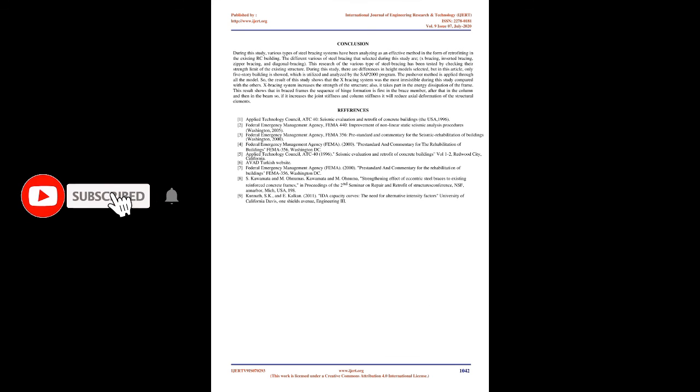During this investigation, a comparison of the different types of steel bracing is made to know which is the most resistant during the seismic activities. So, X bracing becomes the most useful, with good reductions of story displacement. Therefore, the X bracing was helpful to the structures. Also, as the height of the structure increases, the range of the movement will decrease when steel bracing system is used. Conclusion. During this study, various types of steel bracing systems have been analyzed as an effective method of retrofitting in the existing RC building.